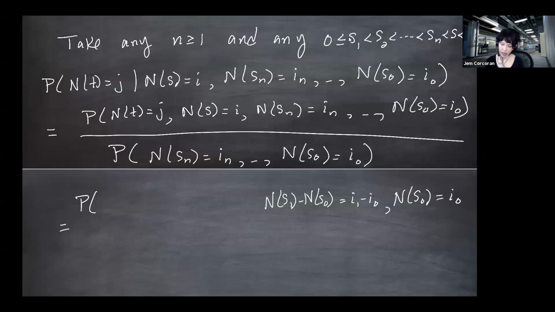All the way out to the beginning. That doesn't even make sense. N of t minus N of s is j minus I.